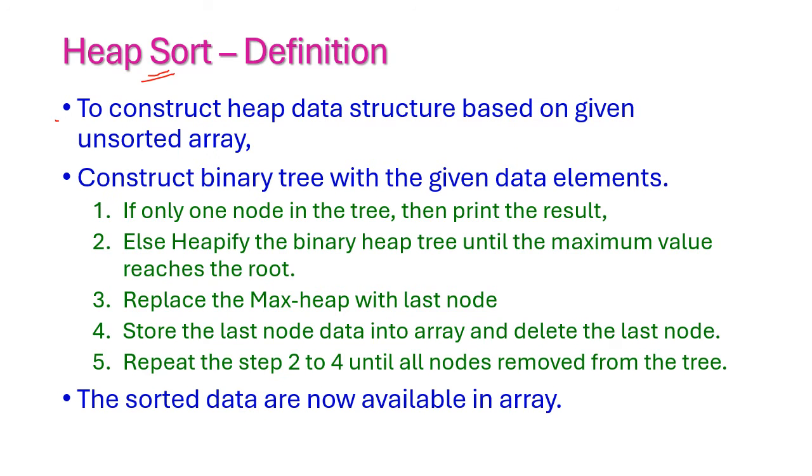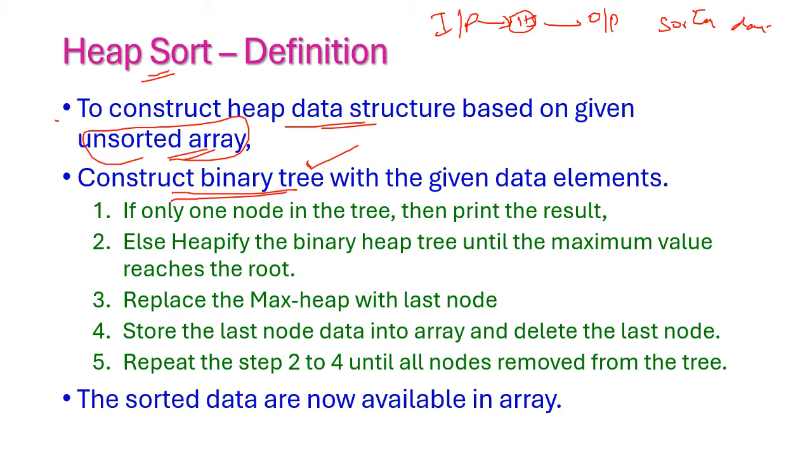Heap sort definition: construct the heap data structure based on the given unsorted array. So this is our A, and here this is heap sort. The input to the heap sort is a set of unsorted array elements, and output will be the sorted data items. Here first, based on this unsorted data item, we need to construct the binary tree. So we have to construct the binary tree by using the given data items.